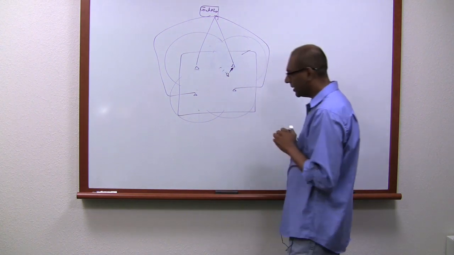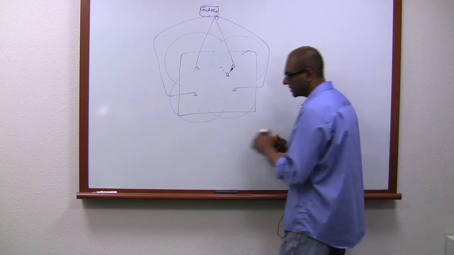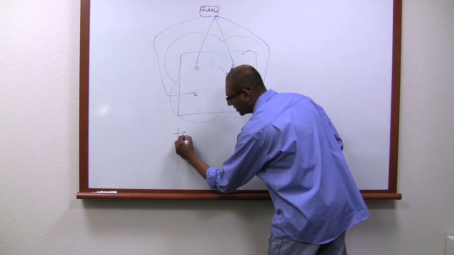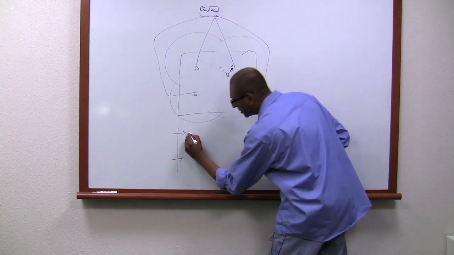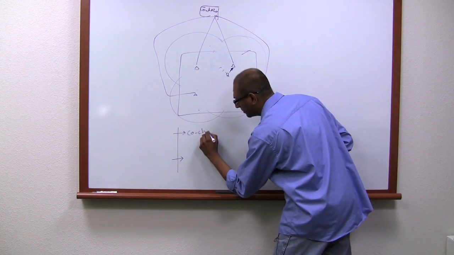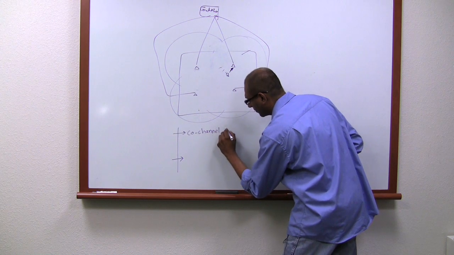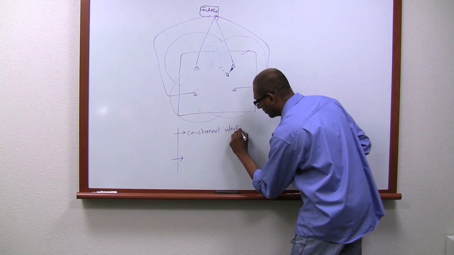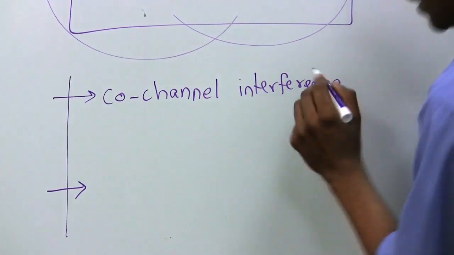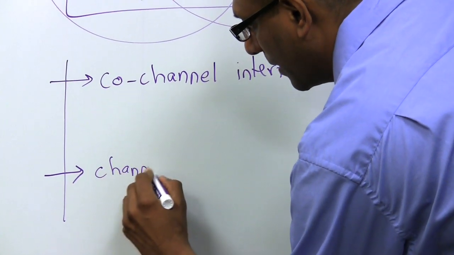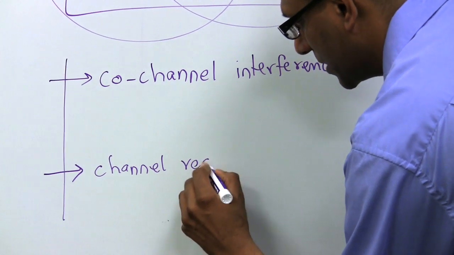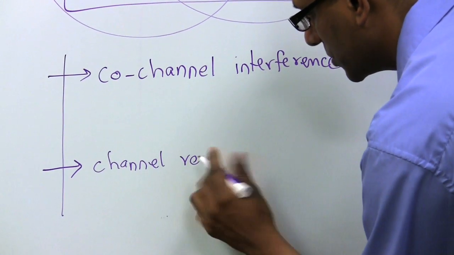In order to address that, we need to address two key sets of problems, and I will subdivide these problems into further subproblems. The first one is co-channel interference mitigation. And the second aspect is maximizing channel reuse. Let me explain each of these in a moment.